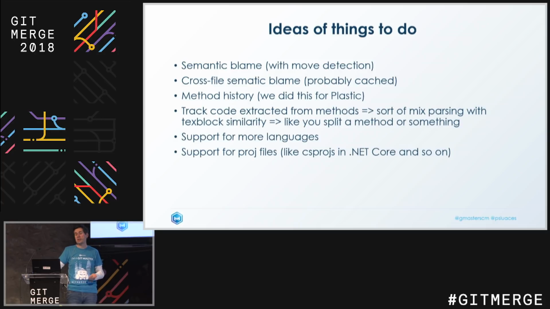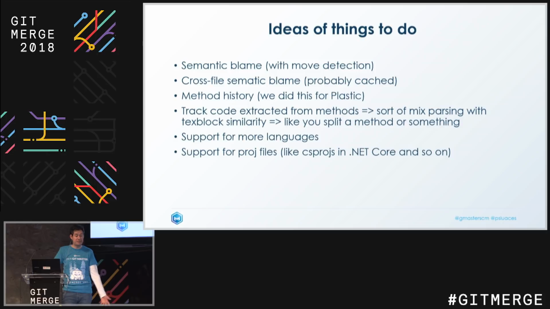Then tracking extracted code from methods. That's something we haven't thought about how to solve yet, but it will be interesting. We are working on a method-by-method basis right now, but what if you extract part of it to a different location? That is on our roadmap. And then support for more languages. Right now we're doing C#, C, C++, and Java out of the box, but we would like to extend it to others. And then also support different types of files. In the .NET world, there are sometimes conflicts in .csproj files and stuff like that, so doing this kind of stuff.